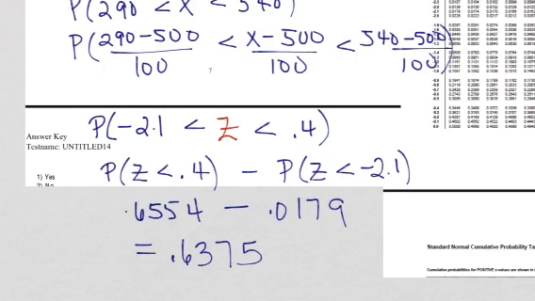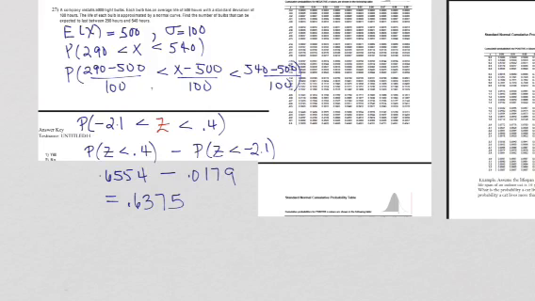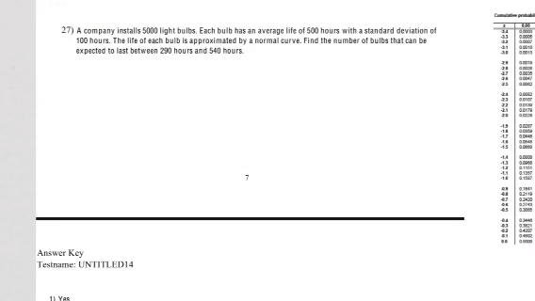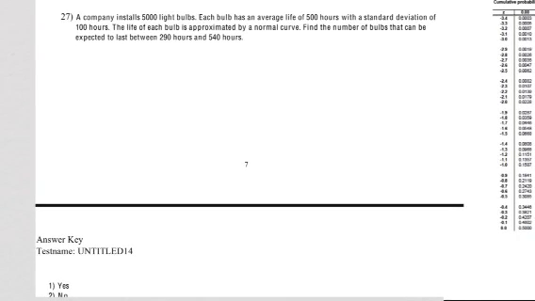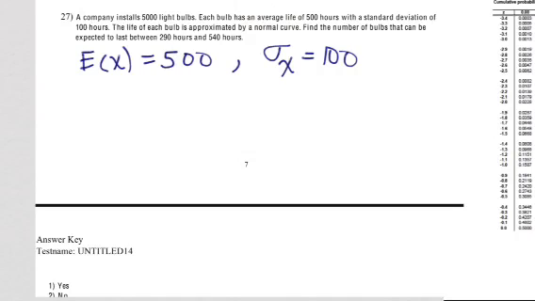Now, the question goes on. I already recorded this once, but something happened to it, so let's try it again. A company installs 5,000 light bulbs. Each light bulb has an average, and the word average should start to have a meaning to you. It always means the expected value. So the expected value for these bulbs is 500 hours, with a standard deviation of 100 hours. The life of each bulb is approximately a normal curve. Find the number of bulbs that can be expected to last between 290 and 540 hours.